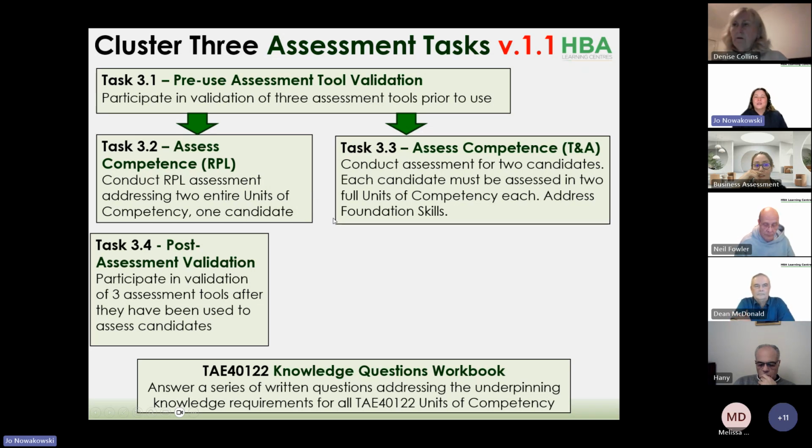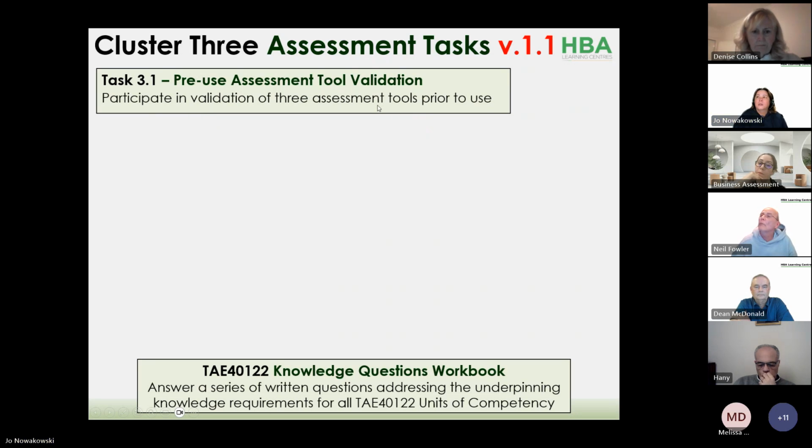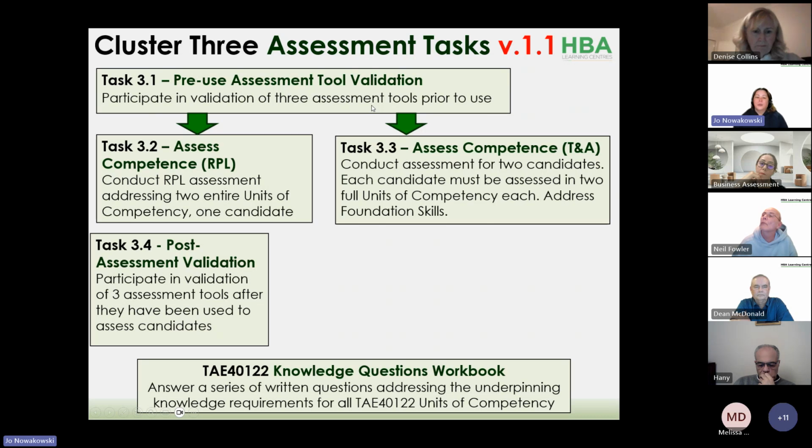So in regards to our cluster 3, we have task 3.1, which is pre-use assessment tool validation. Participate in validation of 3 assessment tools prior to use. And then next we have task 3.2, assess competence, RPL. So we understand where this RPL comes from, those 2 units based for Mr. Bill McGuinness, TAE40122 311 and BSB CMM 411.